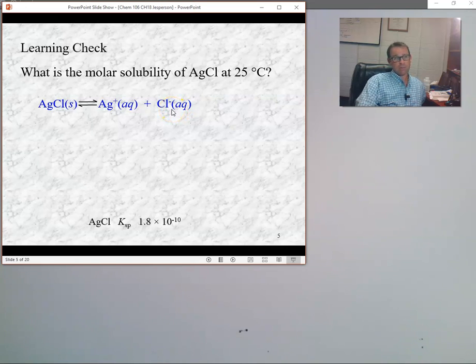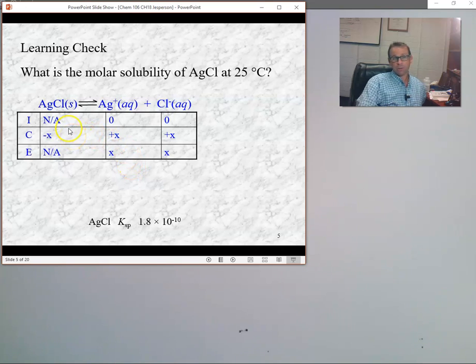And so essentially, we can think of that as quantifying the moles of silver ion, or quantifying the moles of chloride ion, because for every mole of silver ion, that means a mole of this dissociated. Every mole of chloride ion, same thing. And the concentration of the silver and the chloride ion will be the same in this case. Okay? So the way we would do this, we have a KSP down here, 1.8 times 10 to the minus 10.